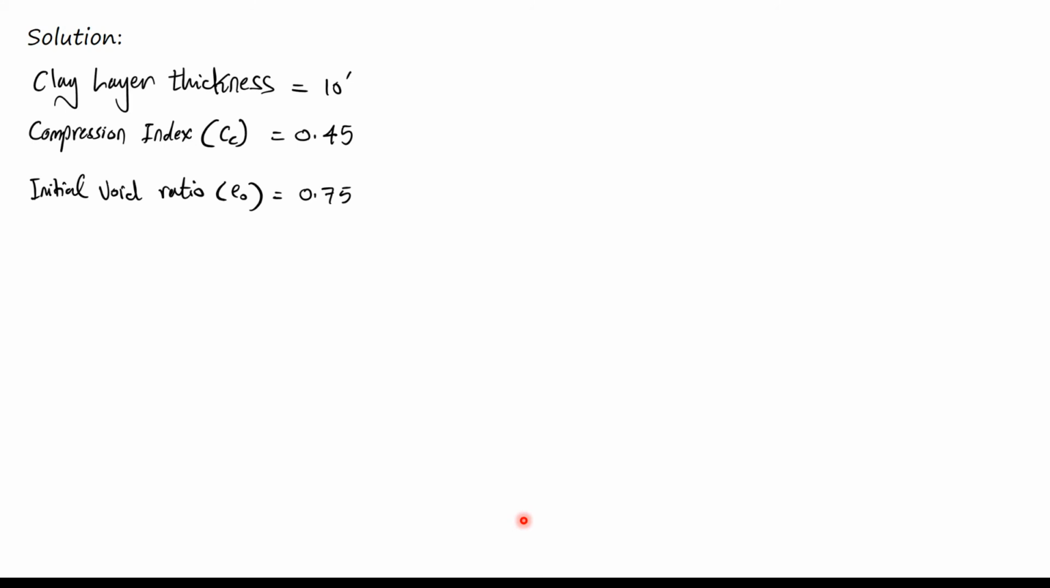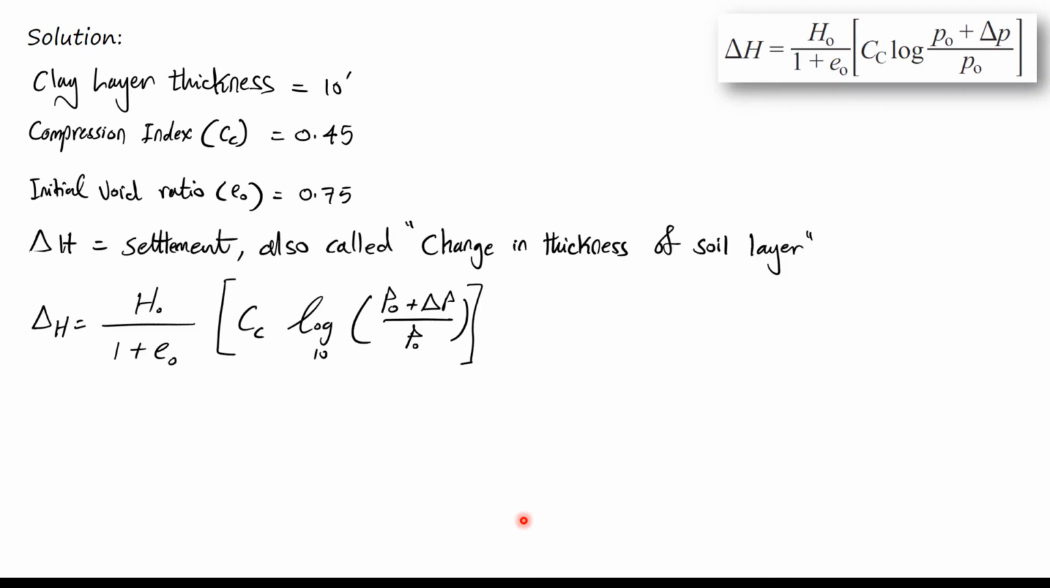Clay layer thickness of 10 foot is given, compression index is given, the initial void ratio is given. So we're looking for the settlement, delta H. This is basically the equation in your reference manual. It is based on C sub C, the compression index. Since it is normally consolidated soil, we're going to be using this equation. Delta H is what we're looking for.